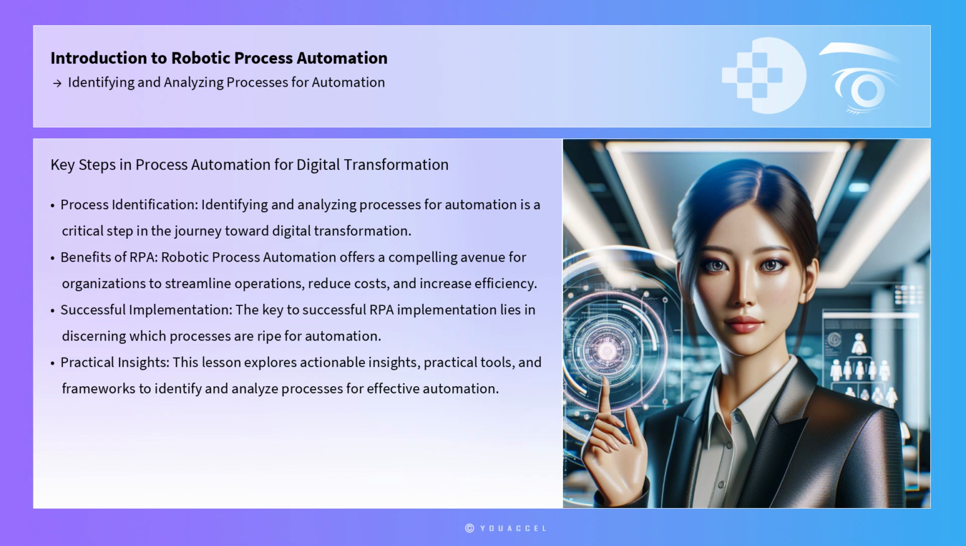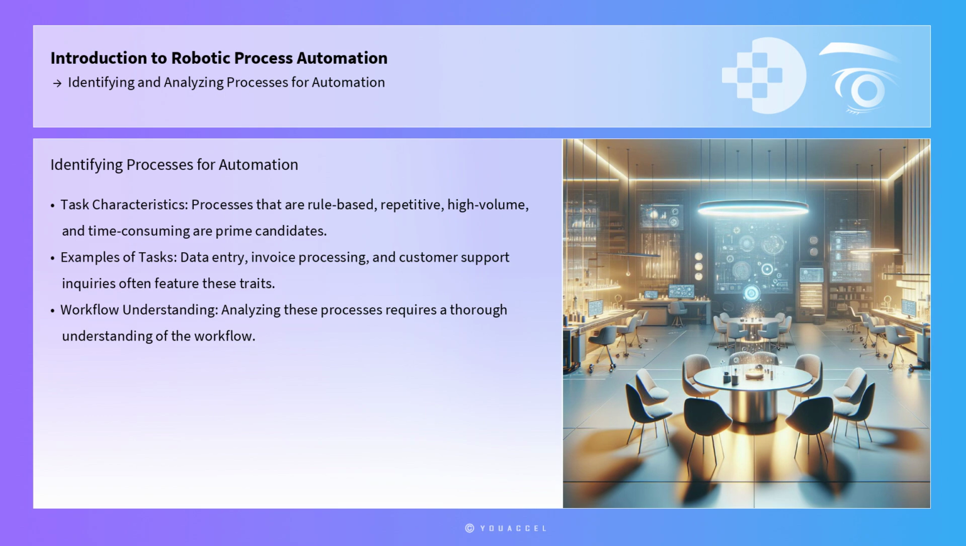This lesson explores actionable insights, practical tools, and frameworks that professionals can utilize to identify and analyze processes for effective automation with a focus on real-world applications and challenges. The initial step in identifying processes for automation involves understanding the characteristics of tasks most amenable to automation. Processes that are rule-based, repetitive, high-volume, and time-consuming are prime candidates. For instance, data entry tasks, invoice processing, and customer support inquiries often feature these traits, making them suitable for automation.